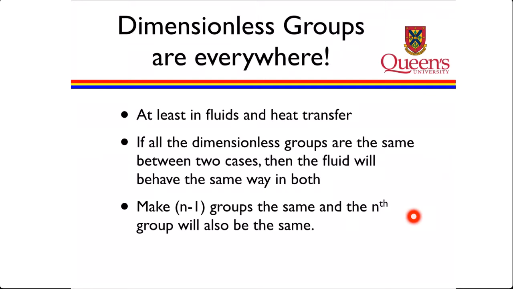So in our flows, we most often do that by making sure that we have geometric similarity and Reynolds number similarity, for example. If we've got geometric similarity and Reynolds number similarity, then we can expect that the drag coefficient will be the same at that Reynolds number, or the lift coefficient will be the same at that Reynolds number.